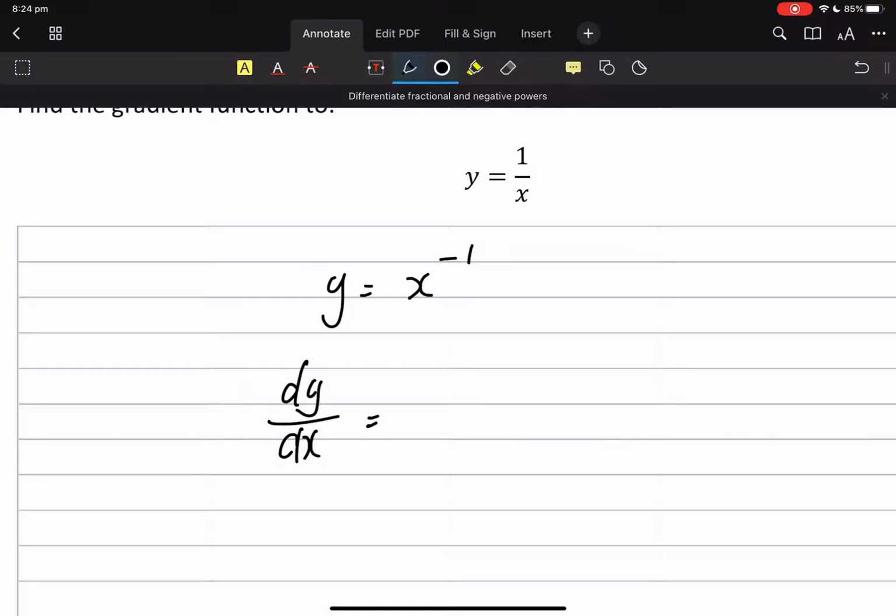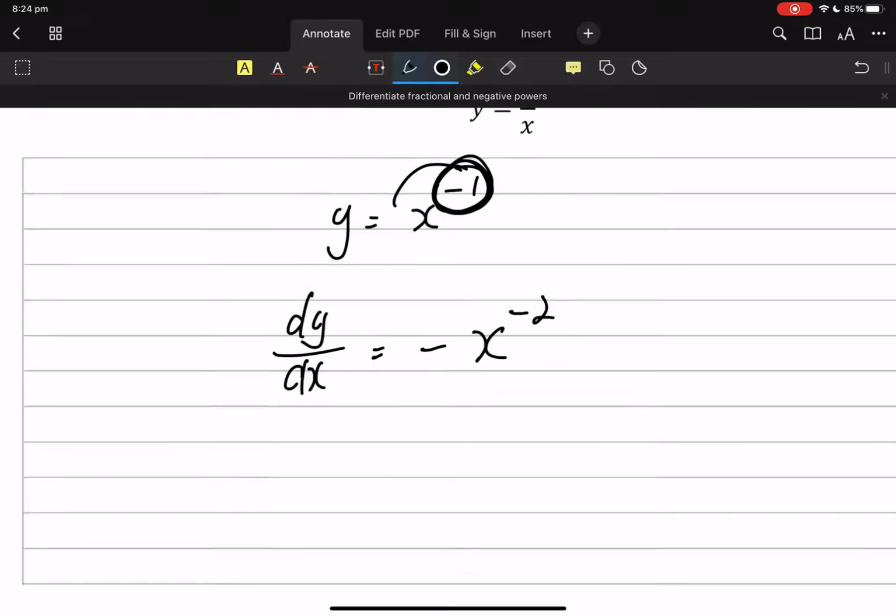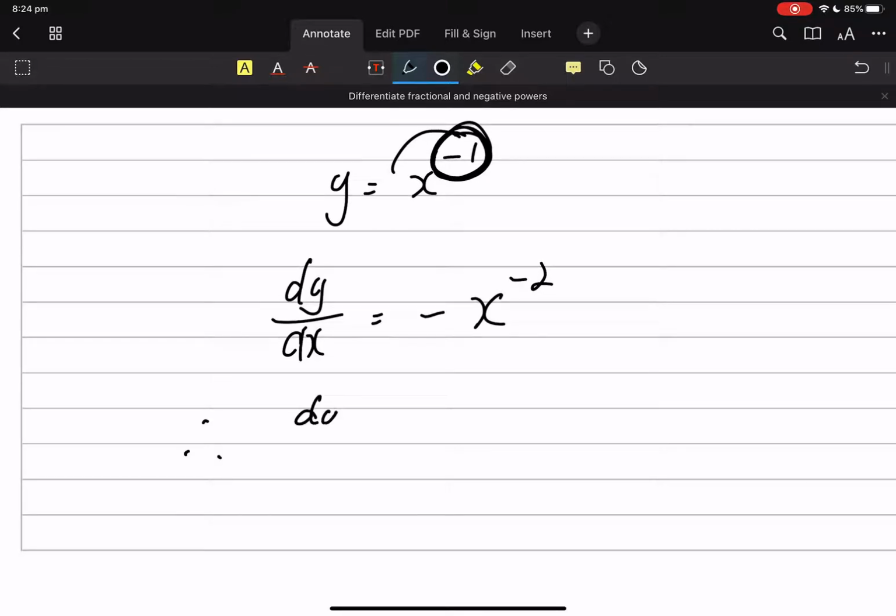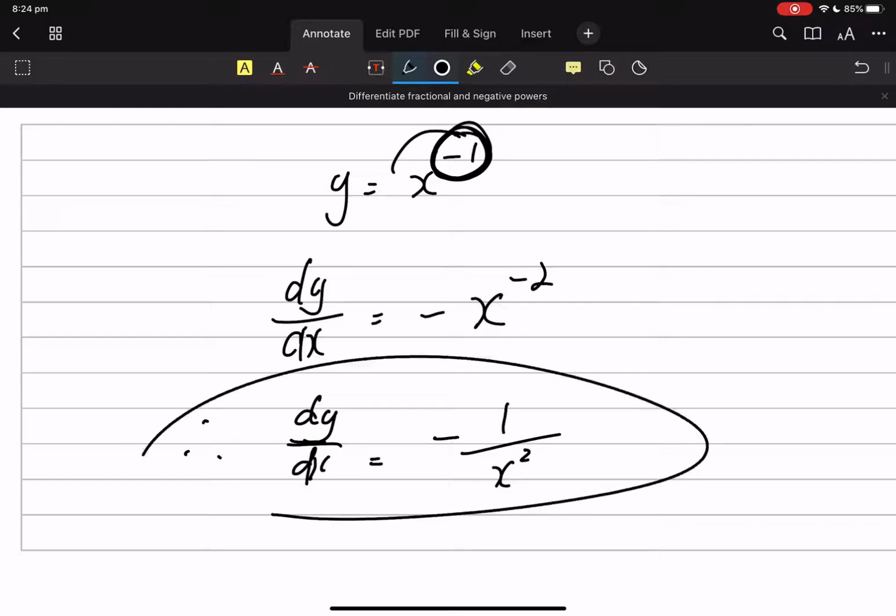dx. Now, the negative 1 is going to come down the front, and then it's going to be minus 1 subtract 1, which is minus 2. So therefore, dy dx equals the negative of 1 on x squared. Done.